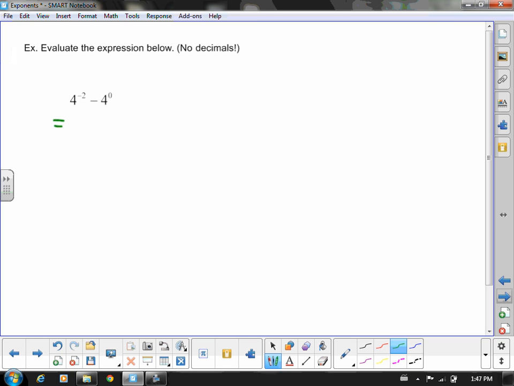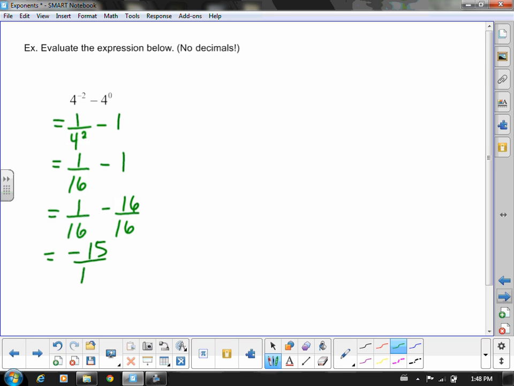So this one is a bit different because we're not multiplying or dividing. We're going to have 1 over 4 squared, subtract 4 to the power of 0 has a value of 1, since anything to the power of 0 is 1. So we get 1 over 16 minus 1. In order to subtract fractions, we need a common denominator, which in this case will be 16. So when we evaluate this expression, we end up with negative 15 over 16.